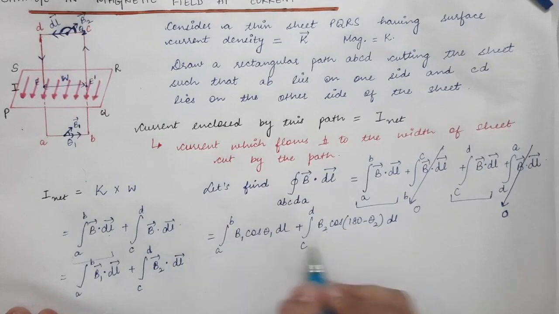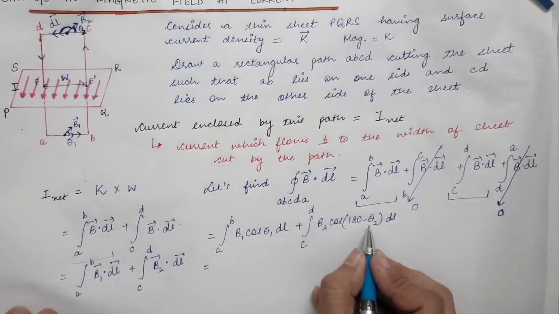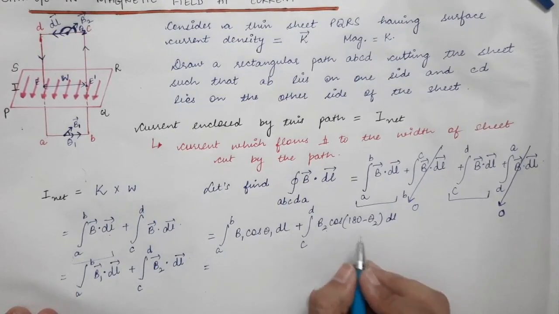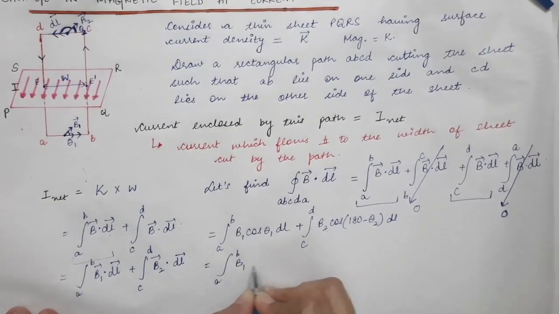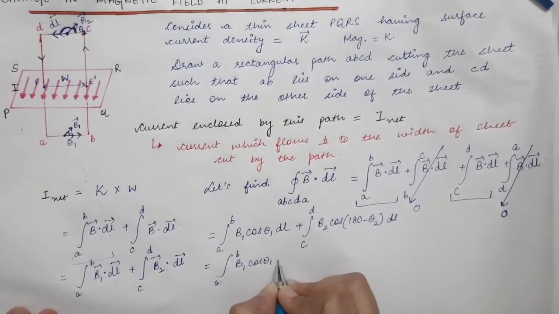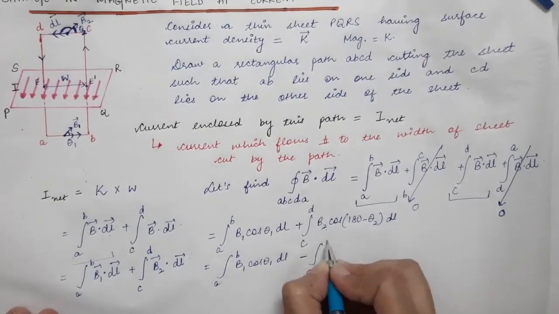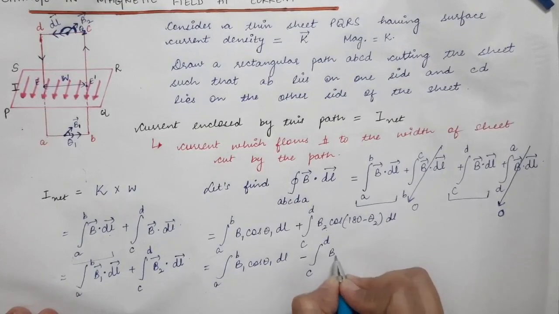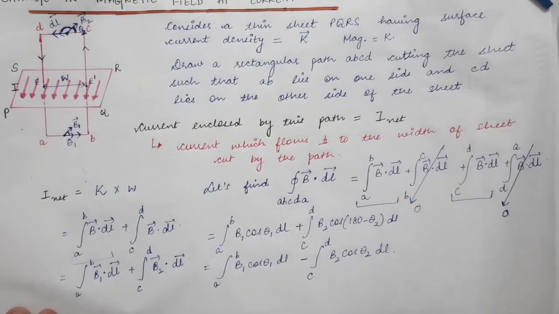Now here we will solve this one. Cos of 180 minus theta 2 is minus cos theta 2. So this will be the integral from A to B of b1 cos theta 1 into dl, and then you will have a minus sign and the integral from C to D of b2 into cos theta 2 into dl.